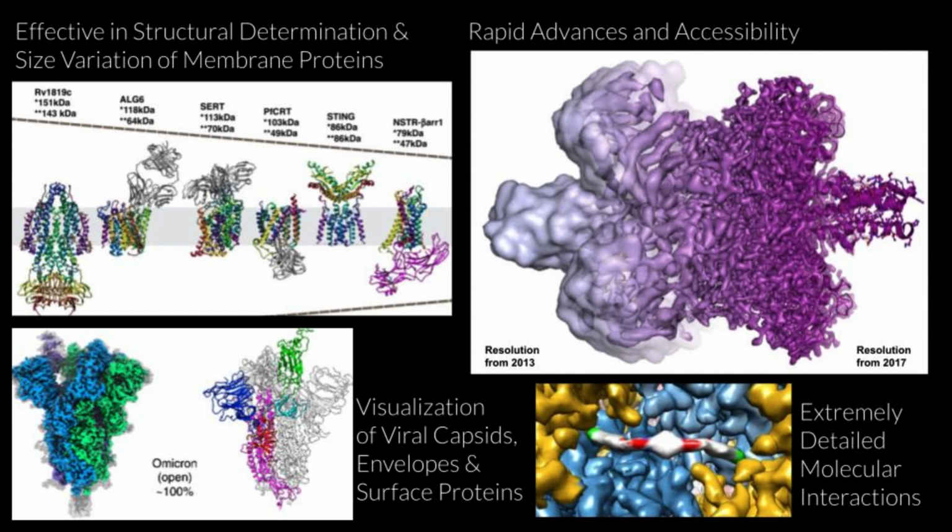It also allows the visualization of viral capsids, envelopes, and surface proteins, aiding in vaccine development, antiviral drug design, and understanding viral assembly, replication, and infection mechanisms. One of the most recent advances in this field is related to the structure of spike protein of the SARS-CoV-2 Omicron virus, shown in the image on the bottom left.